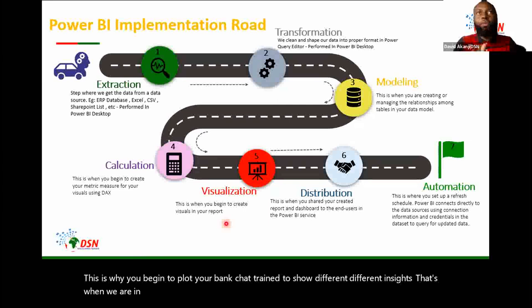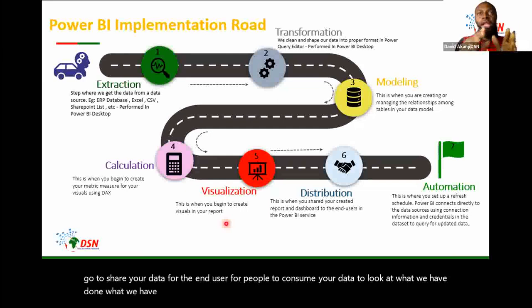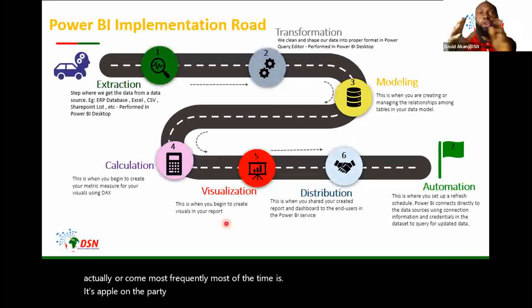So the sixth stage of the Power BI roadmap is distribution. This is when you want to share your data with the end user, for people to consume your data and look at what you have produced. So this is when we publish. This occurs most of the time on the Power BI service.